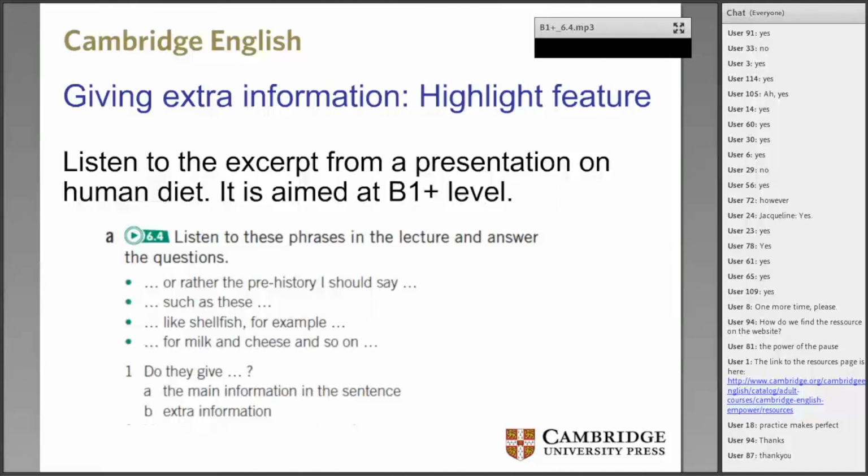Today we're going to look at the way human diet has developed over the history of the human race, or rather the prehistory, I should say, because I'll be going back to our very early ancestors.